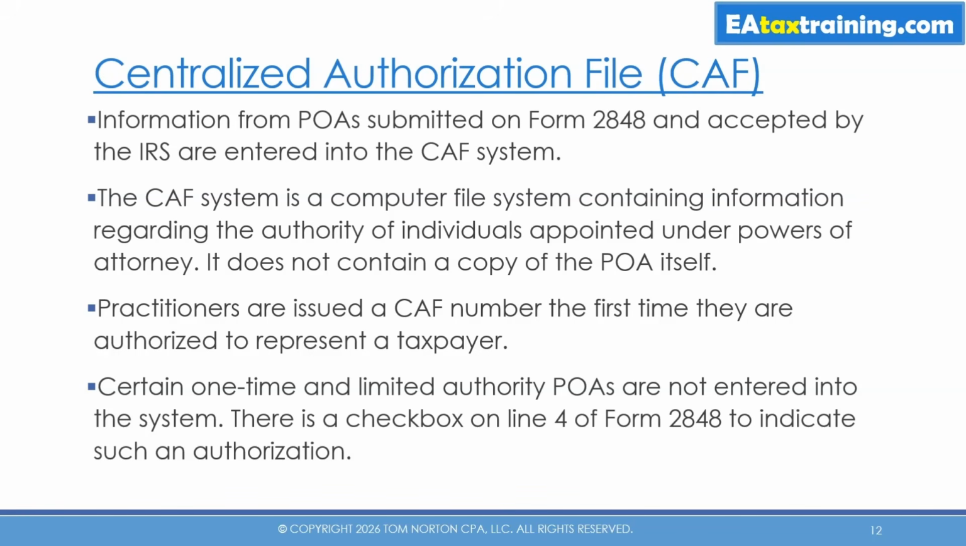The first time you fill out a 2848 and your name is included there, the IRS will issue you a CAF number, and then they will send that to you in the mail. And then on future 2848s for any client. So the CAF number is assigned to you. It's not client specific or taxpayer specific. So once you have a CAF number for future POAs, you will put that CAF number on there, and then they will add that to your file.